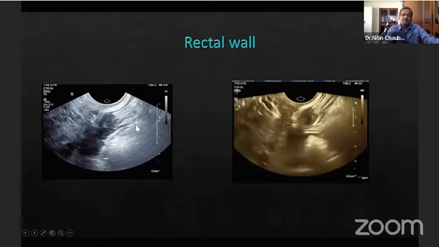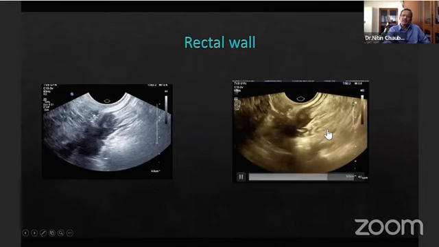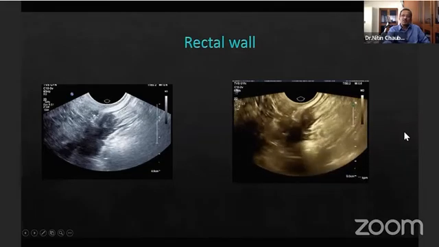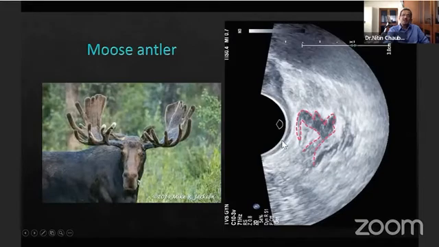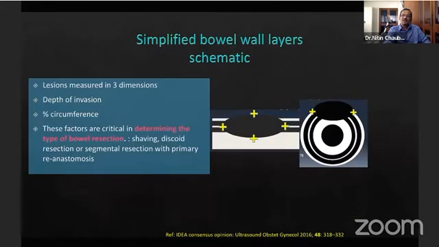Here again, after seeing this on a routine transvaginal scan, I'm doing a dynamic scan, and we can see that in this area, the movements are grossly restricted. This is again referred to as a moose antler sign. It depends on what you imagine from the shape which you get on the rectal wall. And this was the same patient who was operated on by Jai immediately after the ultrasound.